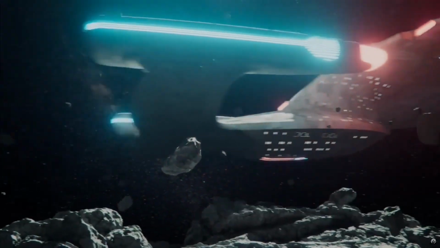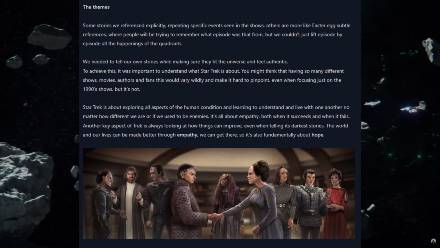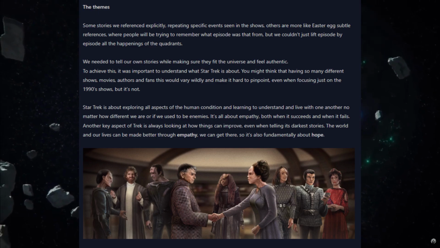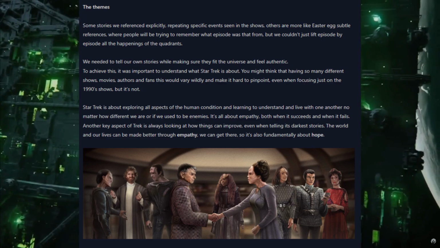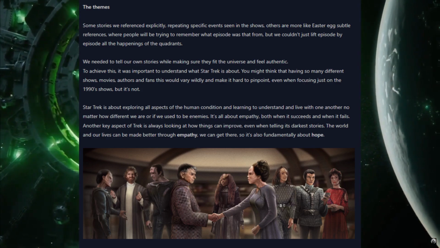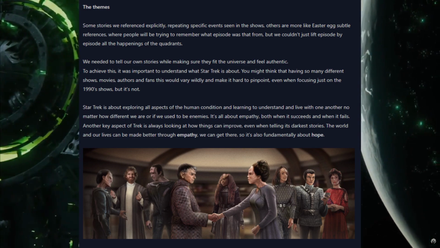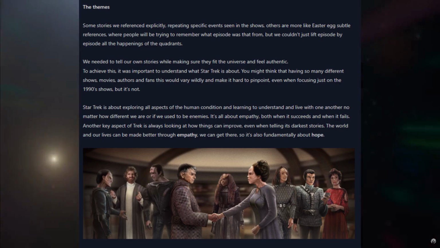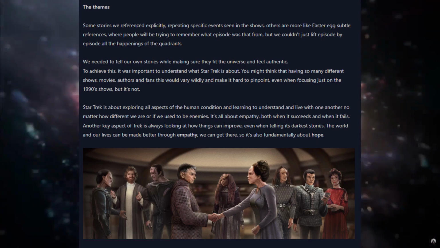So the next section, the themes. Some stories we referenced explicitly, repeating specific events seen in the shows. Others are more like Easter eggs, subtle references, where people will be trying to remember what episode that was from. But we couldn't just lift episode by episode all the happenings of the quadrants. We need to tell our own stories while making sure they fit the universe and feel authentic. To achieve this, it was important to understand what Star Trek is about.